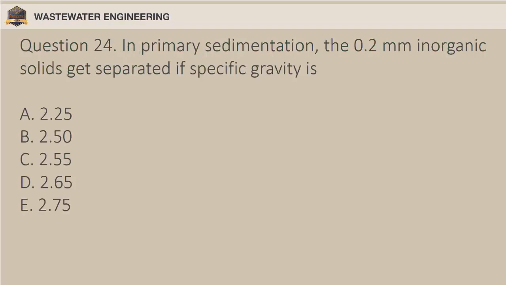Question 24. In primary sedimentation, the 0.2 mm inorganic solid gets separated if specific gravity is A. 2.25. B. 2.50. C. 2.55. D. 2.65. E. 2.75.